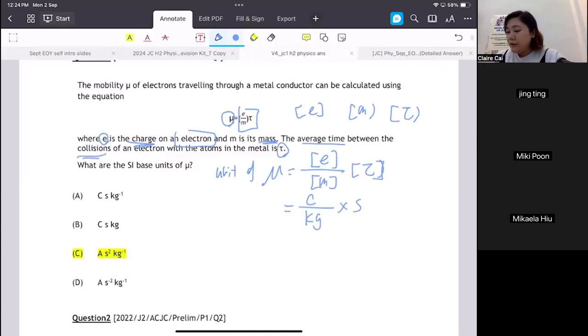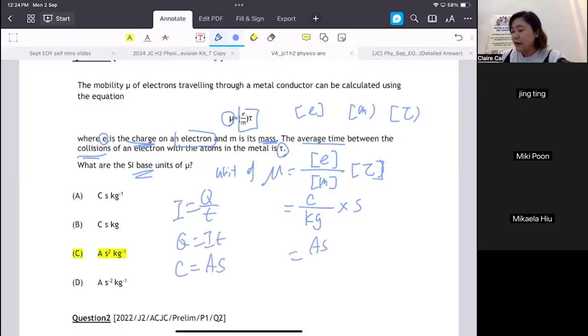Okay. But the thing is that we want SI base units, so Coulomb cannot. Okay, so then we need to think of a way. How do we change Coulomb to SI base units? Correct. Current is charge per unit time, right? So Q is It. So Coulomb should be ampere times second. So if I do ampere second over kg times second, I've got ampere second squared kg to the power of -1.